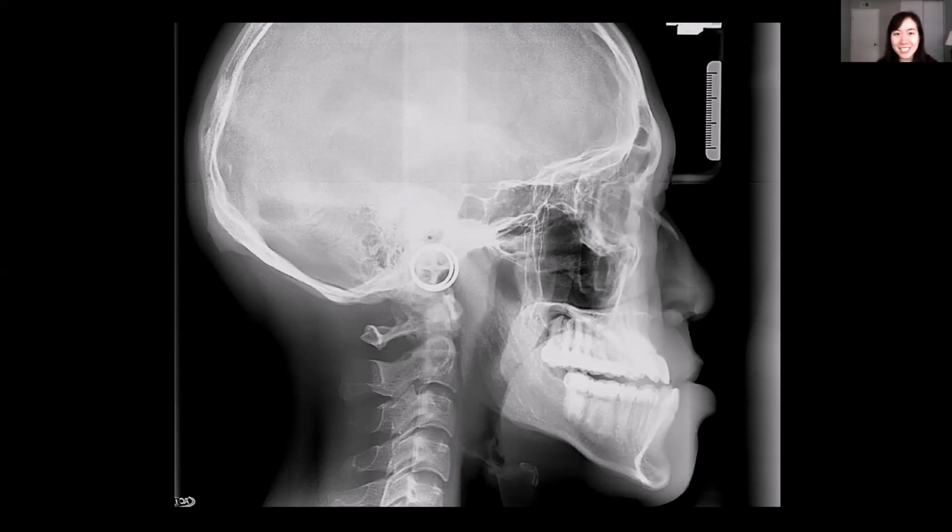There are other x-rays that orthodontists do take. These are only the two very basic ones. We may cover the other ones in a separate video, so just go check those out when they come out.